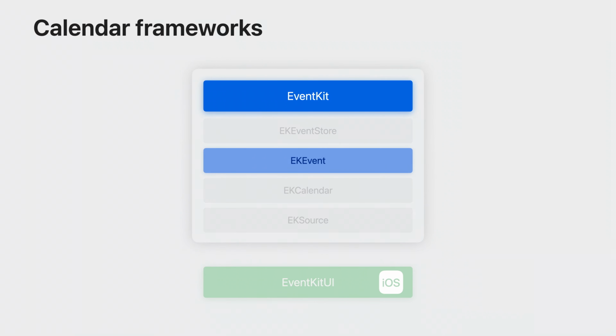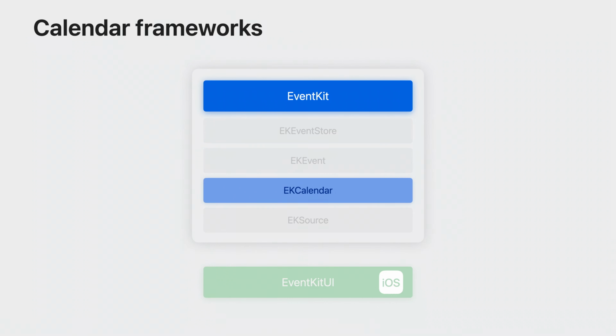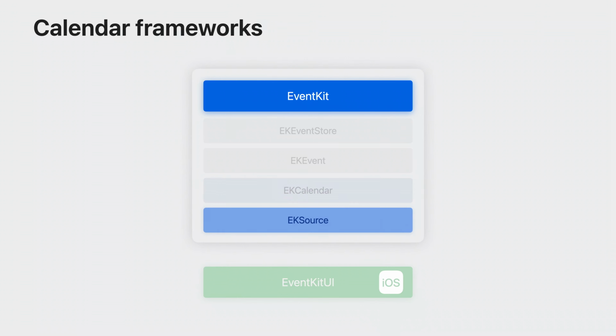The EK Event class represents a specific event, and it has properties like title, start date, end date, and location. Each event belongs to a calendar, which is represented by the EK Calendar class. Calendars have a title and color, which can be useful for coloring the events. Finally, each calendar account is represented by an EK source, which is a collection of calendars. Sources are useful for grouping calendars in your UI.